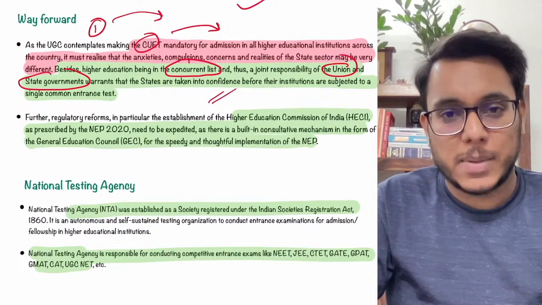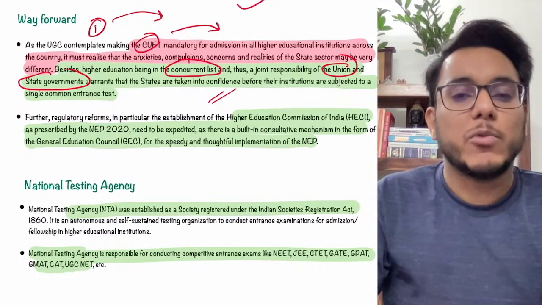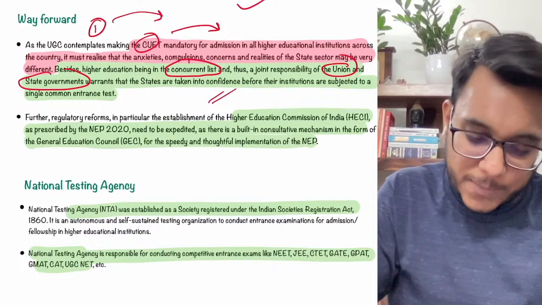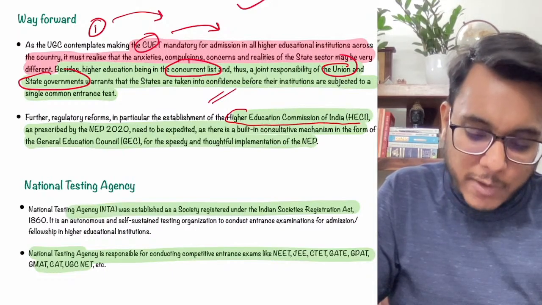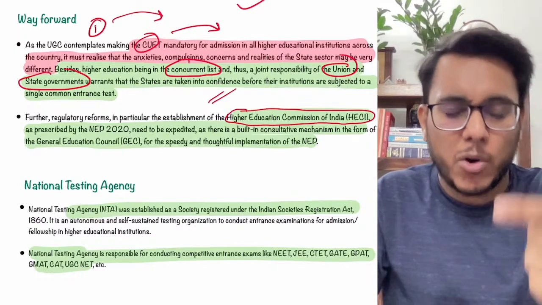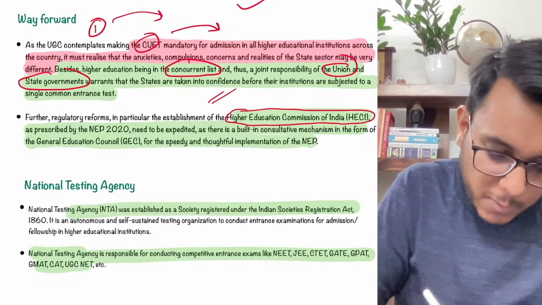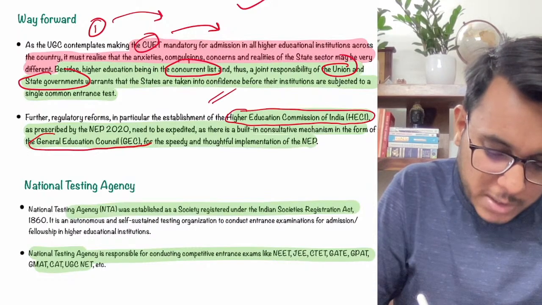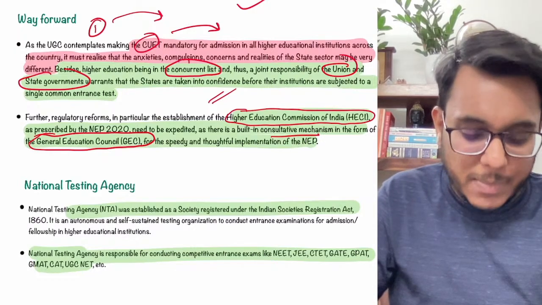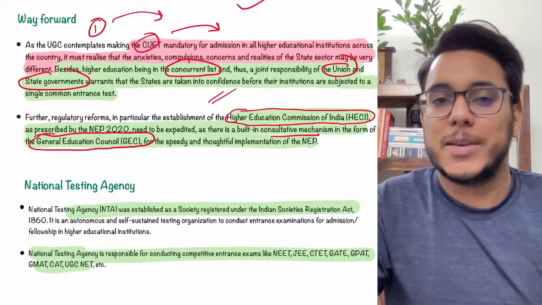Then guys, the next thing that has been provided: in the NEP 2020, it was provided that a new body will be created. The name of the body is HECI, Higher Education Commission of India. Under this HECI, there was another sub vertical, called the General Education Council. The General Education Council has a consultative mechanism in it, so that if any dispute comes, these disputes can be solved.